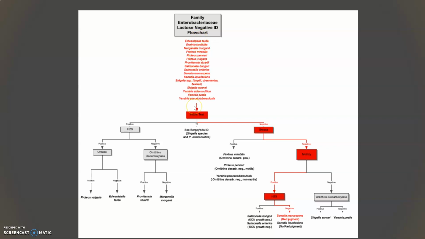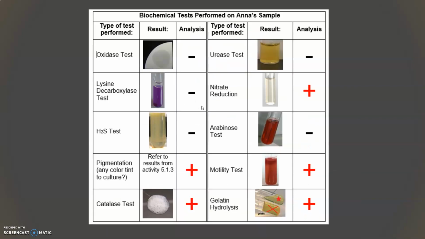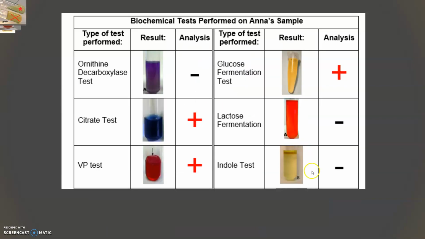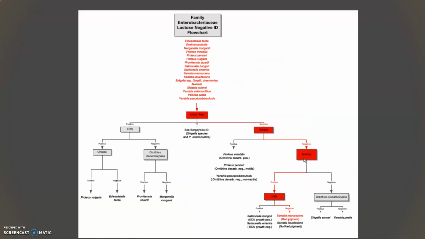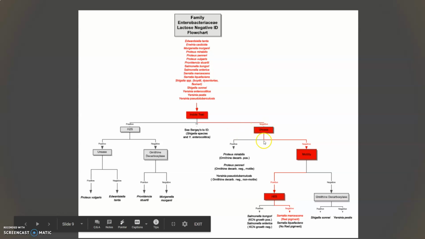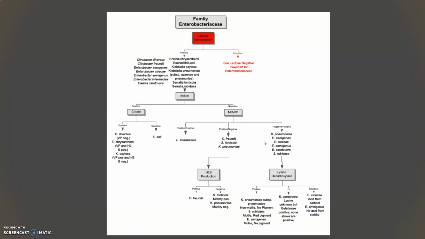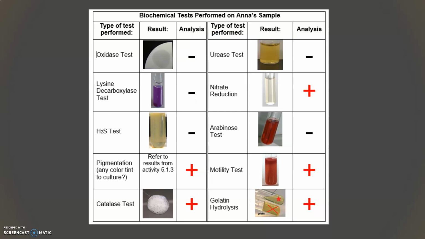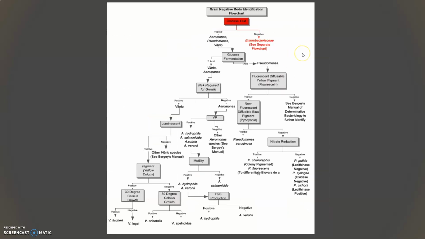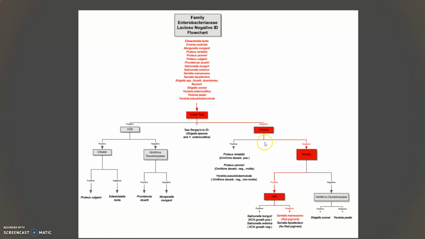So in the lactose negative ID flow chart, you have all these different bacteria that it could potentially be. We want to narrow this down. So now we look at our indole test. We need to figure out if it's positive or negative. We go all the way back, and she was negative. So we go down, follow the lines down. So now we look at our next test, and that's a urease test, and she was negative for that as well. So follow the line down.